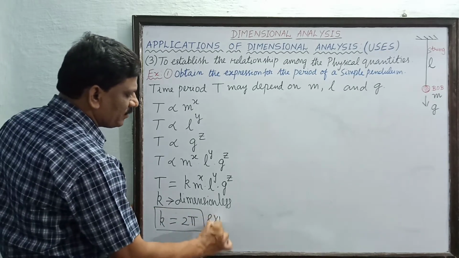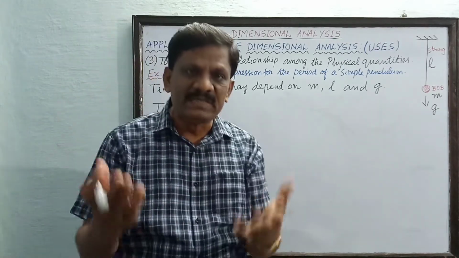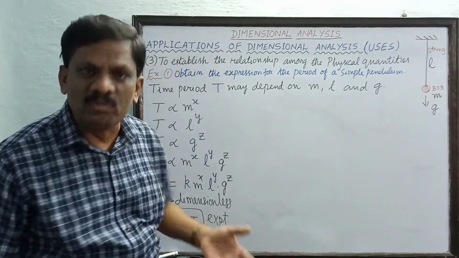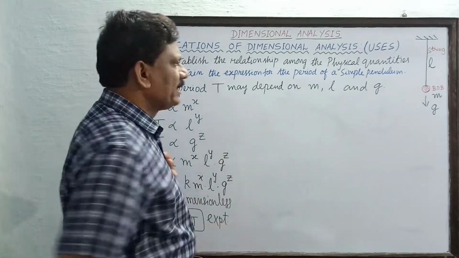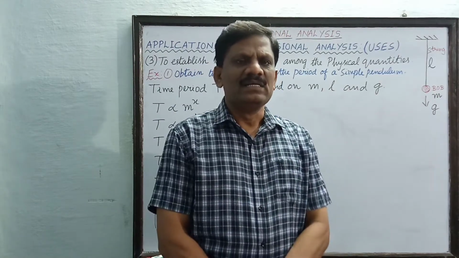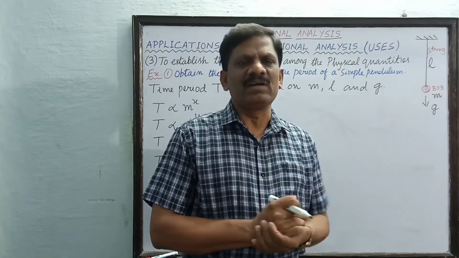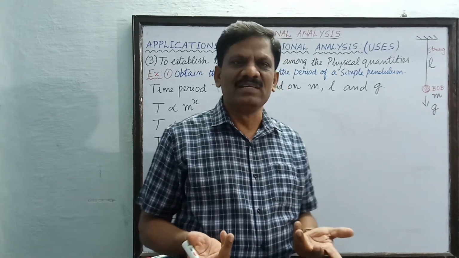Okay students, by the experiment we can find out the value of K, and it has been determined that K is equal to how much? 2 pi. Okay. Now the time period, the SI unit of time period is second. So the dimensional formula for period is capital T itself. Is it not?